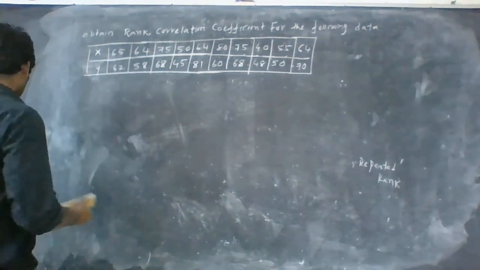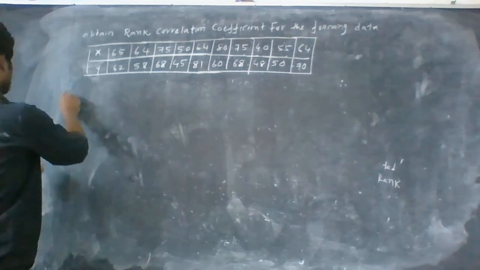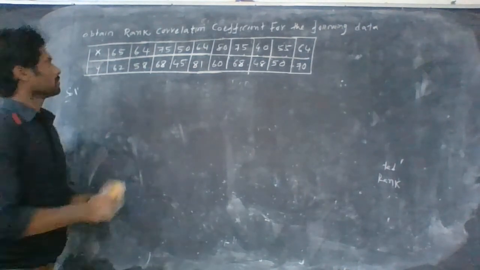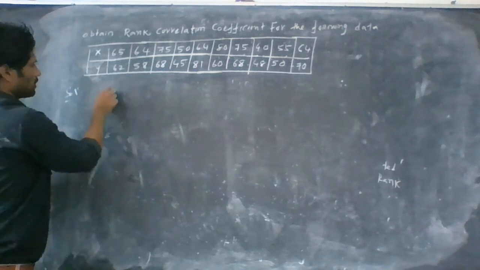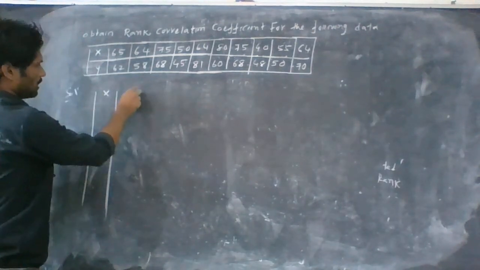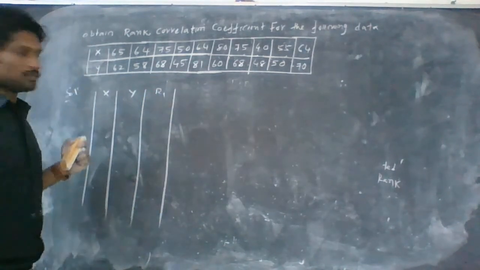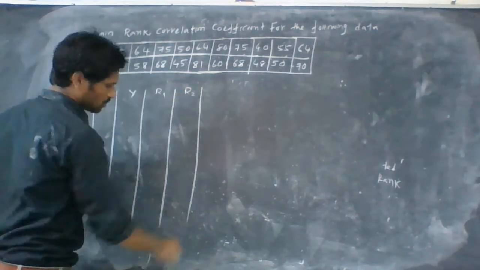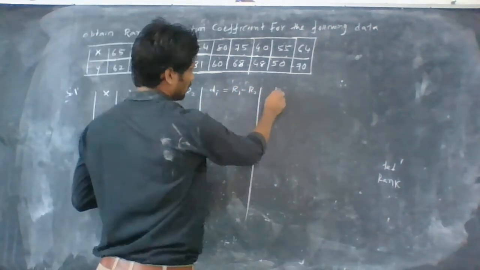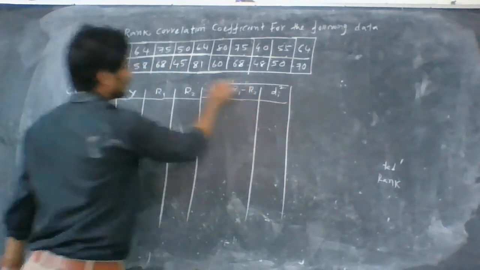Obtain the rank correlation coefficient. Now, for the given x values, we take ranks order by order, first R1, and then we go to the ranks R2 for the y values. Next, the deviation means R1 minus R2, and the summation of d square. Now calculate.